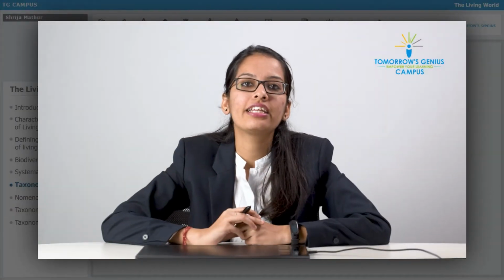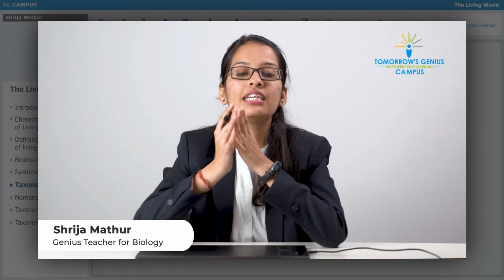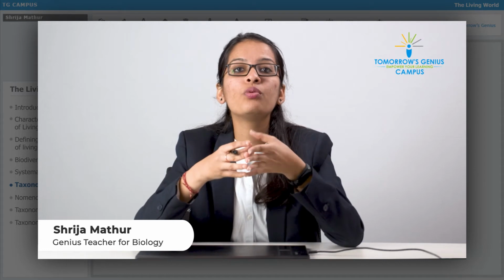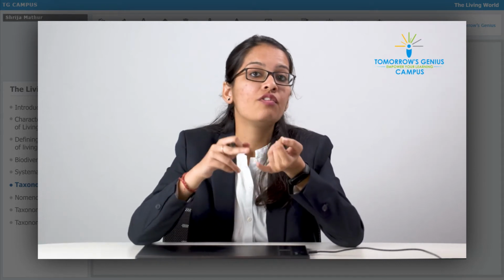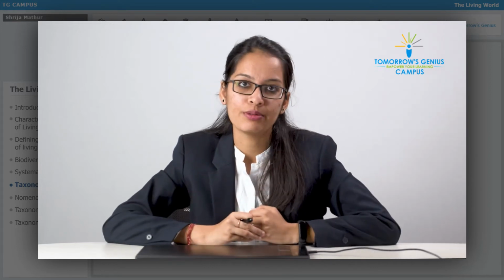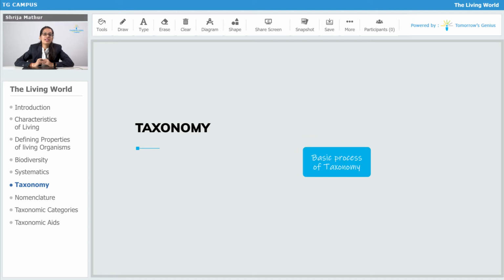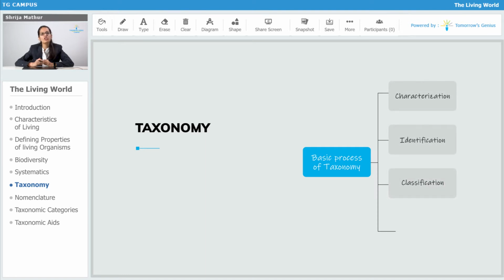The next category is taxonomy. So what is taxonomy? Taxonomy is a study wherein we include the identification, the classification and the nomenclature of all the organisms. So these are the different categories of taxonomy. There are basic processes of taxonomy. The first process is characterization, second is identification, classification and the nomenclature.